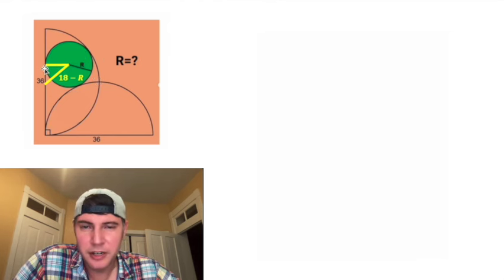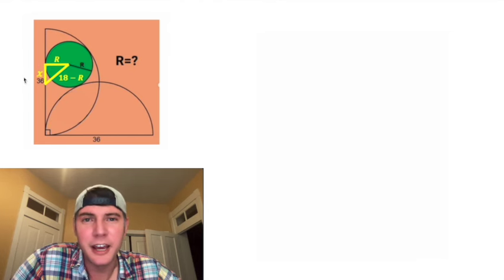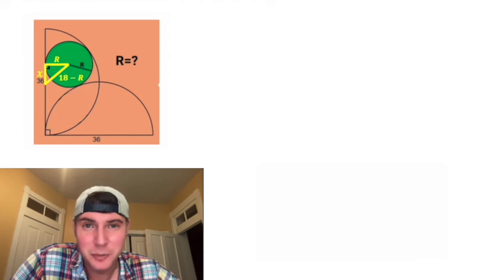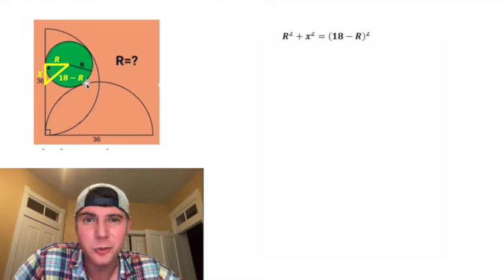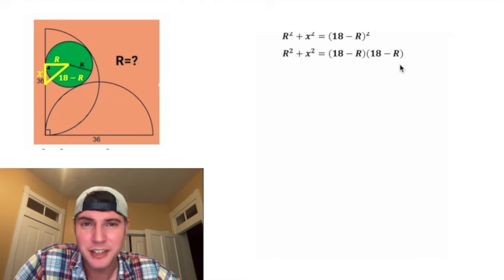Let's draw another radius here and call it R. Now let's connect these 2 points here and call it X. Every radius is always at right angles to the tangent line at the point of tangency. So we know this is a right triangle, and therefore we can use Pythagorean theorem. We can say r squared plus x squared is equal to the quantity 18 minus r squared. And 18 minus r squared means the same thing as 18 minus r times 18 minus r.